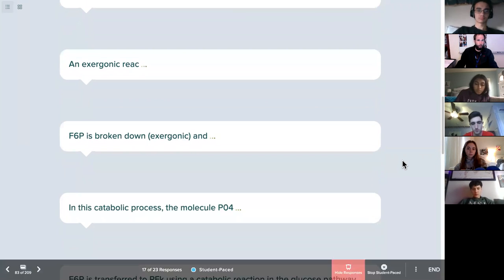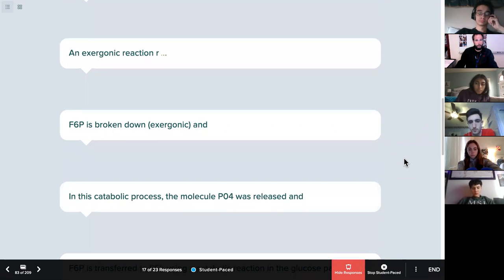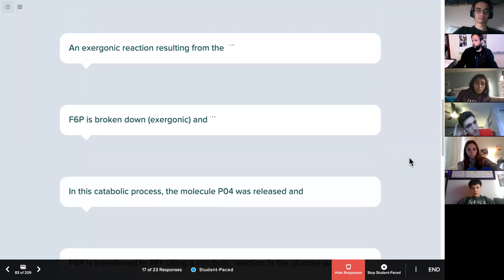Maybe think about the models that we played with last week, the simple models that tried to show you phosphate group transfer and how energy was being transferred between ATP and other biological molecules.